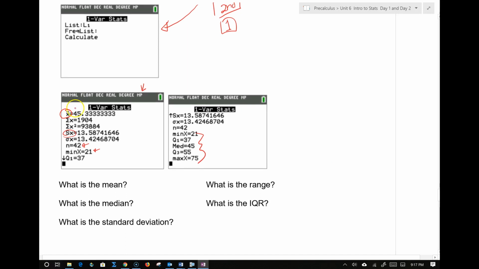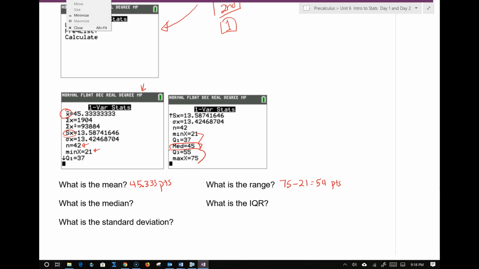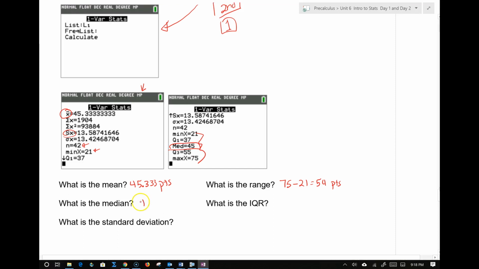What is the mean? Well, the mean was 45.33, and you can keep going, but we'll just go 3 points. All right, I'm going to go 3, just to make sure we're staying the same. What is the range? Well, remember the range is your max value, which was 75, subtracting your minimum value, which is 21, and that's going to end up giving us 54 points. What is the median? Remember that is your second quartile. 50% of your data lies below that, and it's going to be at 45 points.